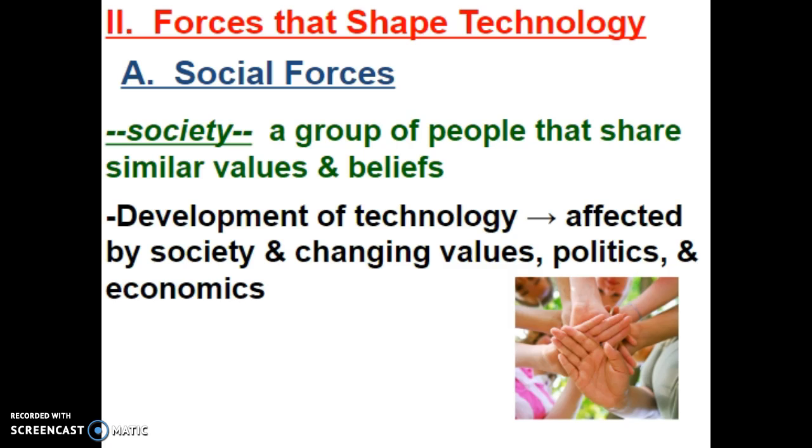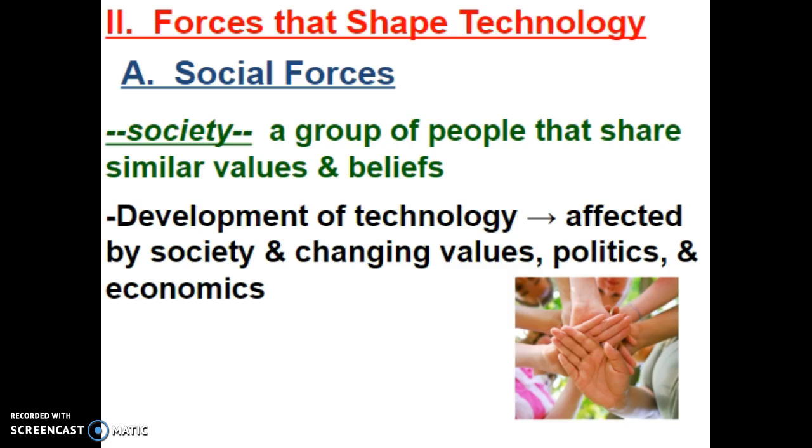So how does technology come about? There's quite a few forces that shape technology. Social forces are a very important part of technology. A society is a group of people that share similar values and beliefs. The development of technology is affected by society, changing values, politics, and economics.